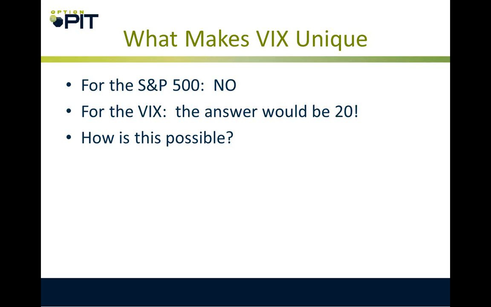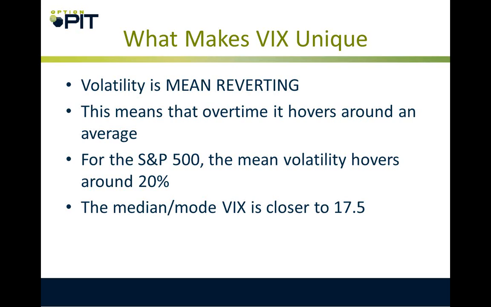And how is this possible? Volatility is mean reverting. This means that over time it hovers around an average. For the S&P 500, that mean volatility hovers around 20%. The median mode is more around 17.5%. And I actually think that's a better level for what an average VIX is. And I'll tell you why.